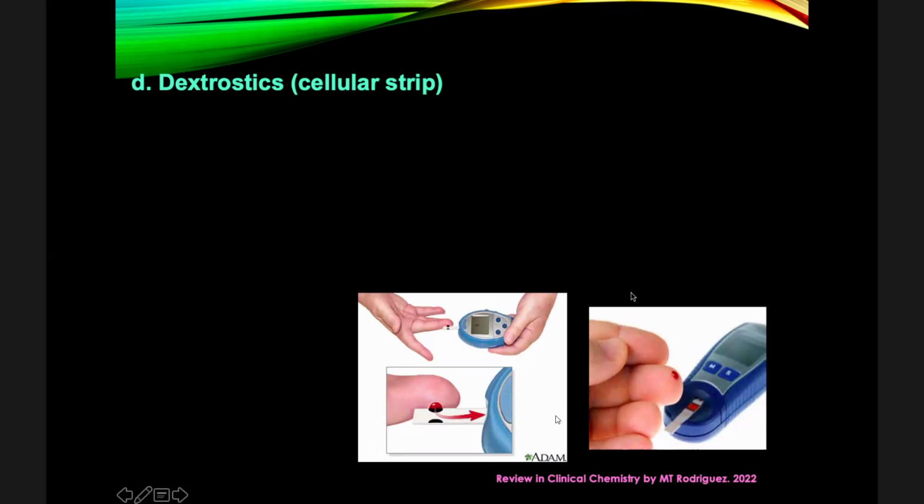Next question. What is the reagent or method embedded in that strip? Is it glucose dehydrogenase? Is it glucose oxidase? Or is it hexokinase? Uulitin ko, guys, ha. What is the method embedded in that glucose strip? In that dextrose strip? What is that method? Glucose oxidase, hexokinase, or glucose dehydrogenase?